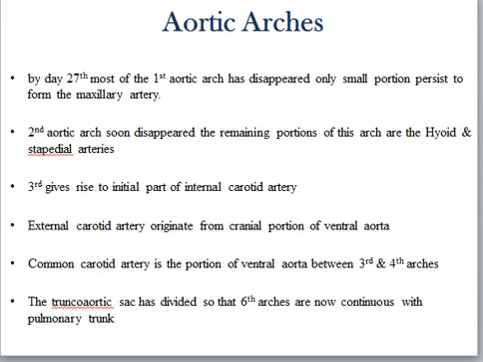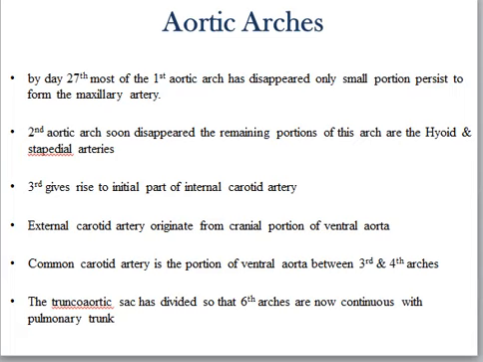Now coming on to the fate of the aortic arches. By the 27th day, most of the first aortic arch has disappeared. Only a small portion persists to form the maxillary artery. The second aortic arch soon disappears. The remaining portions of the arch are the hyoid and stapedial arteries.